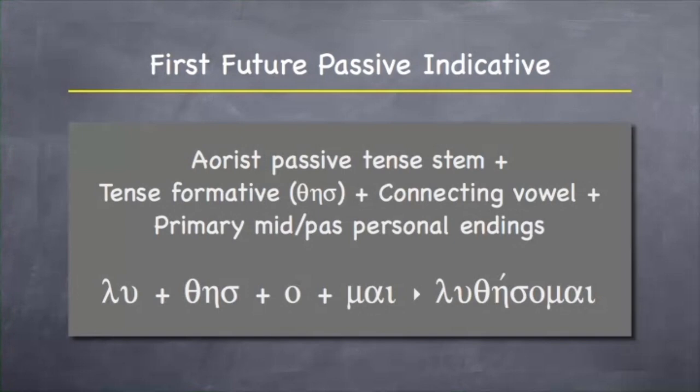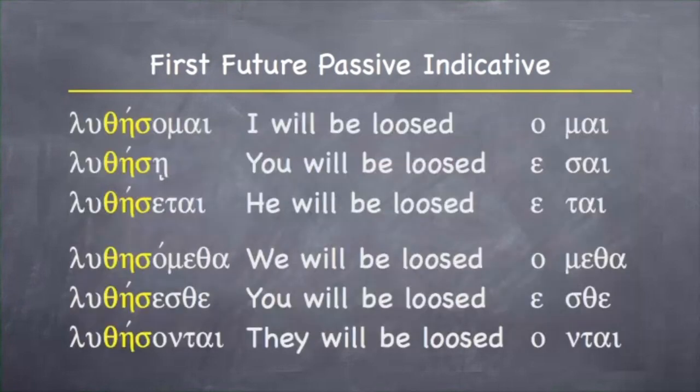So this is a pretty easy thing to remember as being the tense formative for the first future passive. But then to that, you add your connecting vowel and your primary, since this is an unaugmented tense, a primary but middle passive personal endings. Remember, the aorist passive uses secondary active. The future passive uses primary middle passive. So you get something like luthesomai. Go into the full paradigm and you get luthesomai, luthese, luthesetai, luthesamatha, luthesestha, luthesantai.